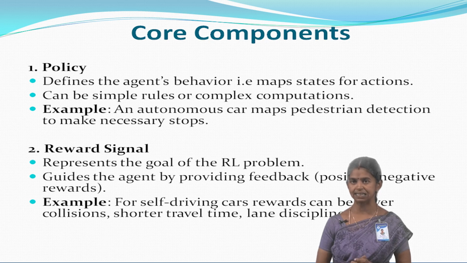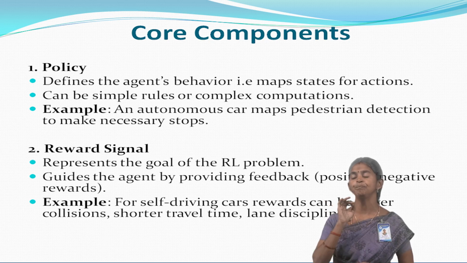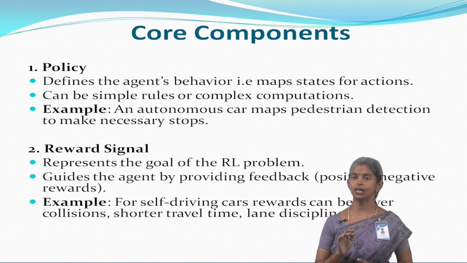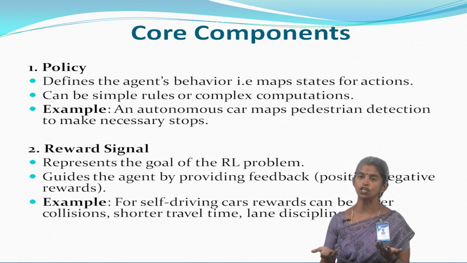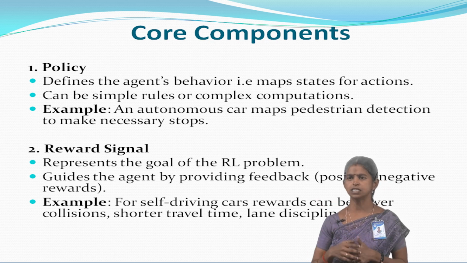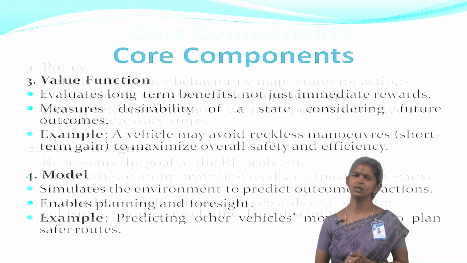Another one is reward signal. It represents the goal of the RL problem, and guides the agent by providing feedback. For example, for self-driving cars, rewards can be fewer collisions, shorter travel time, and lane discipline. Another one is value function.